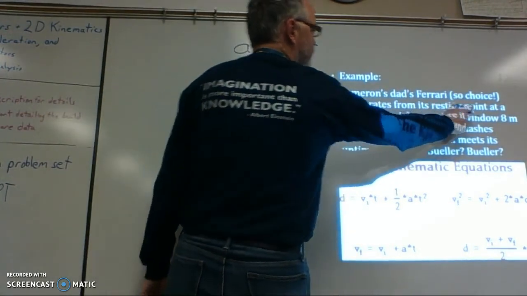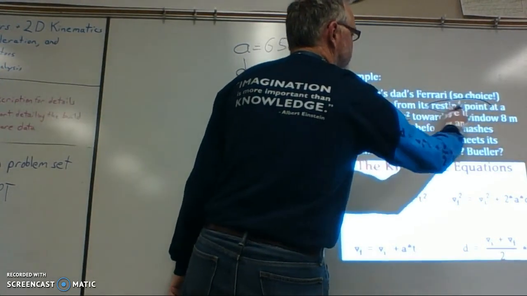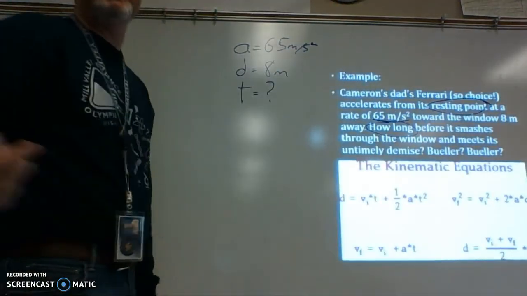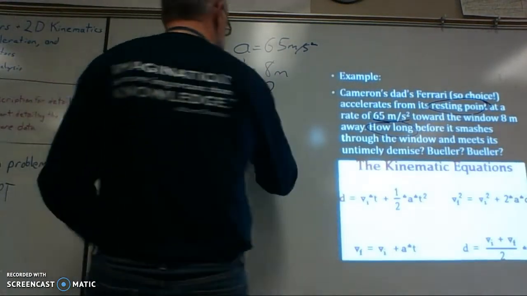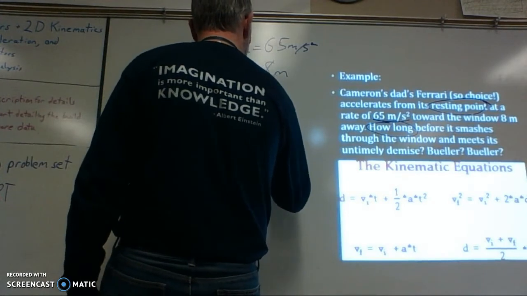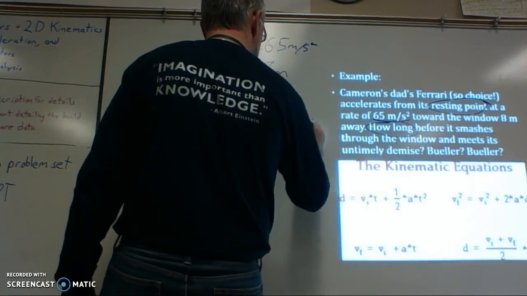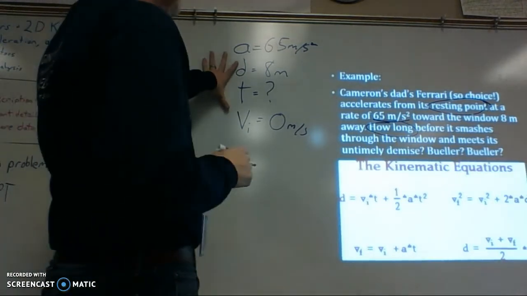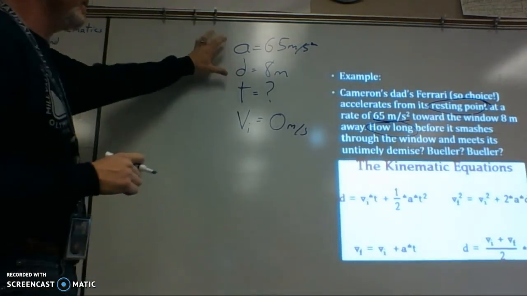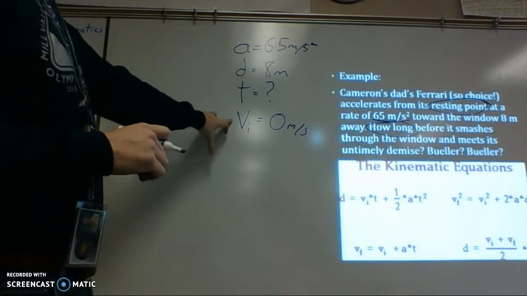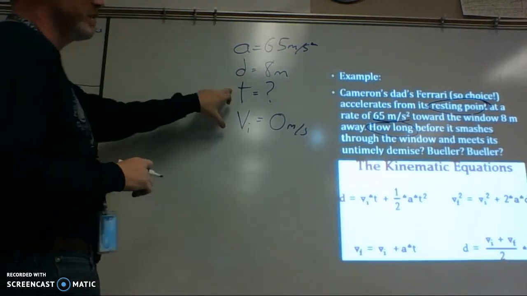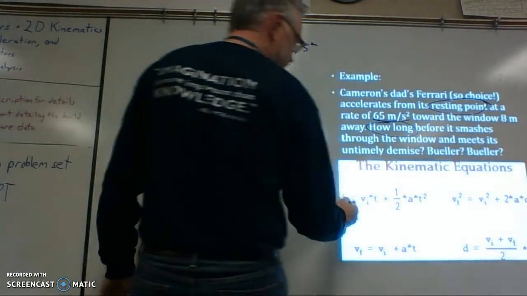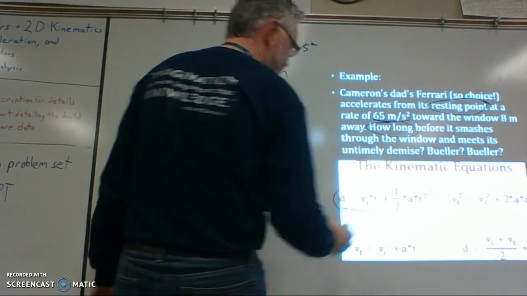Accelerates from its resting point. Keywords there, resting point. If something accelerates from a resting point, I know it has an initial velocity of 0. All right? So now I have my 3 variables. Distance, acceleration, initial velocity. Looking for time. So I know I can immediately go down to this equation.